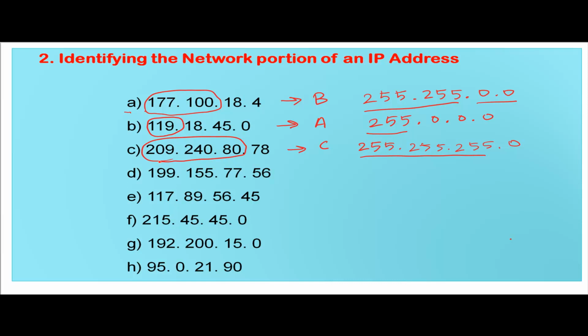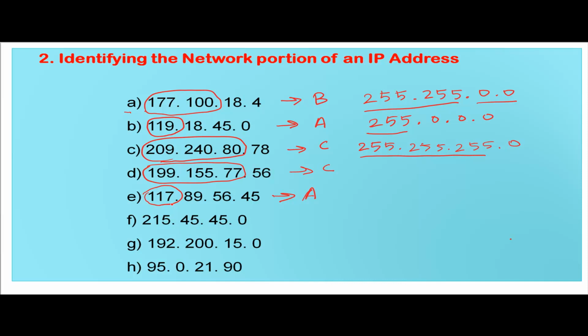Now I'm going for the next one, 199. This is going to be a class C IP address. For a class C IP address, the first three octets are going to be your network portion. Then 117. 117 is going to be a class A IP address. For class A, we already discussed, 255.0.0.0 is going to be your subnet mask. So the first octet is going to be your network part.